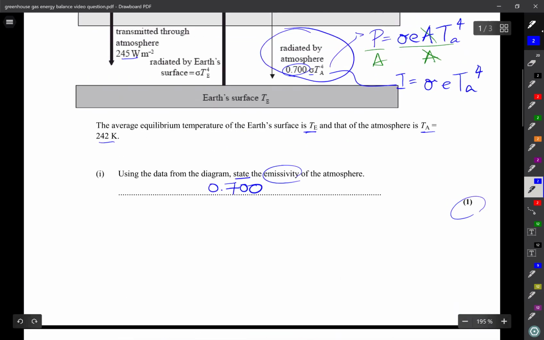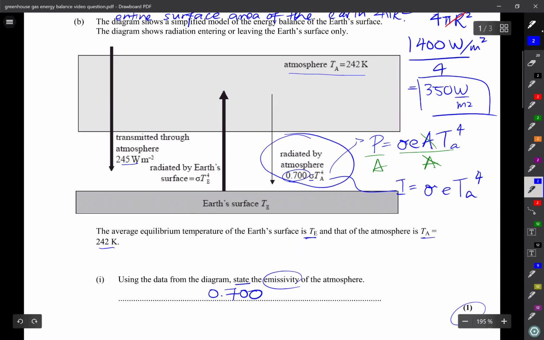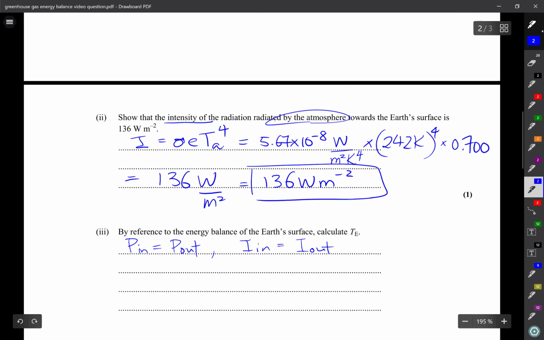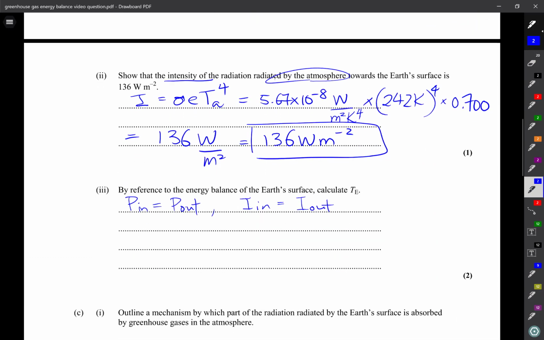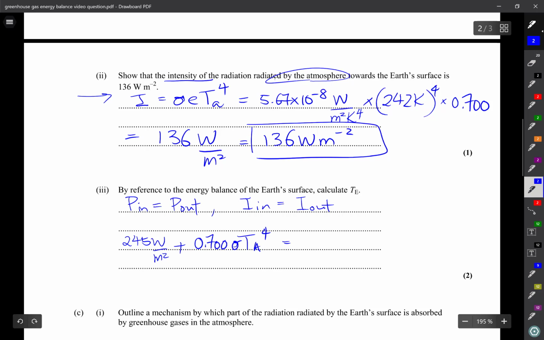So if we go back to our diagram, the intensity coming in is 245 watts per meter squared, as well as the radiation coming from the atmosphere. Now I'm going to choose not to use our previous value because it was rounded. So, coming in we know is 245 watts per meter squared, plus this one coming in over here, the radiation from the atmosphere, 0.700 sigma Ta to the power 4, and this is equal to what's coming out of the Earth. We did assume it was a perfect black body, so the Stefan-Boltzmann constant times the temperature of the Earth to the power of 4.